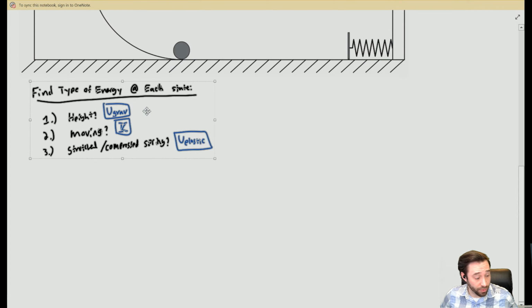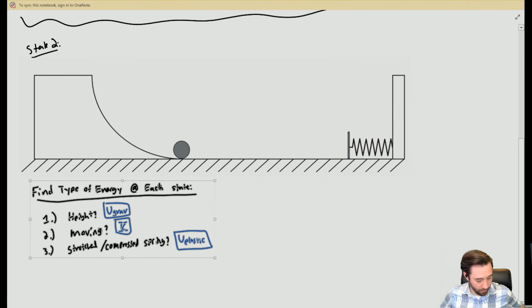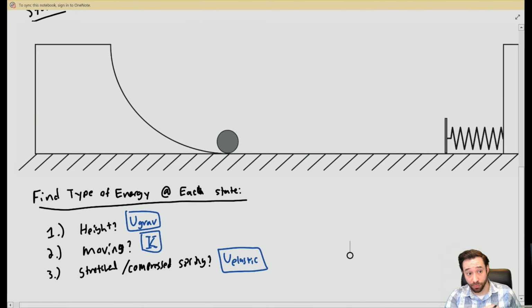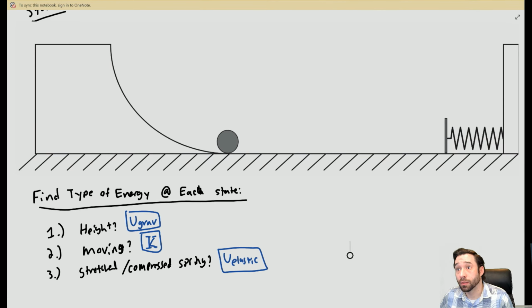And if you guys are typing in the chat, I can't see it. Who just came in? That doesn't look like anybody new. Okay. So at state 2, the ball has reached the bottom of the ramp. Oh, let me get you Luigi. Okay.